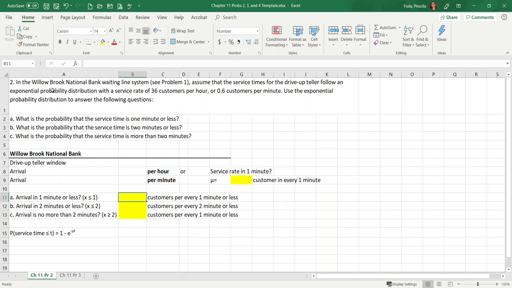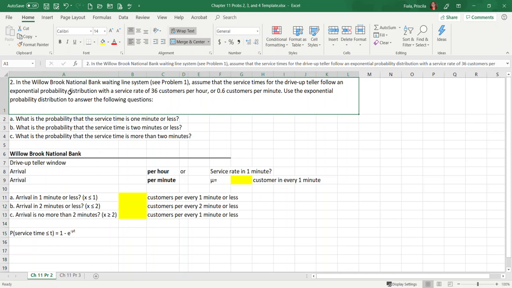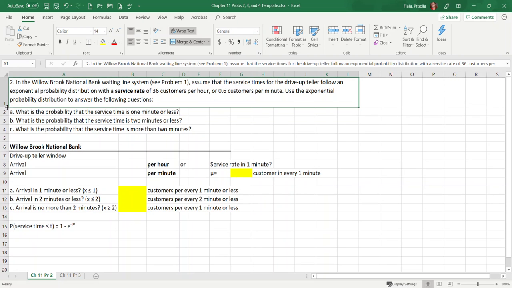So let's go ahead. Problem 2 is just using the same information from problem 1, but saying now that in the Willybrook National Bank waiting line system, see problem 1, assume that the service times for the drive-up teller follow an exponential probability distribution with a service rate, actually, let me even make this bold right here, with a service rate of 36 customers per hour or 0.6 customers per minute. Use the exponential probability distribution to answer the following questions.